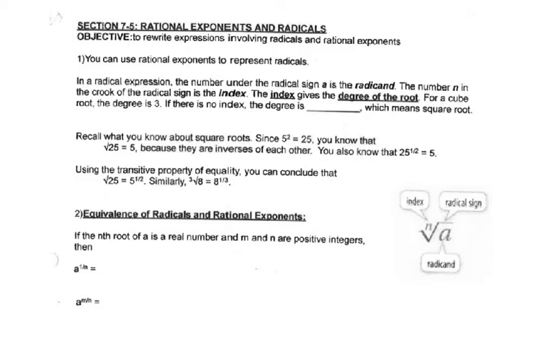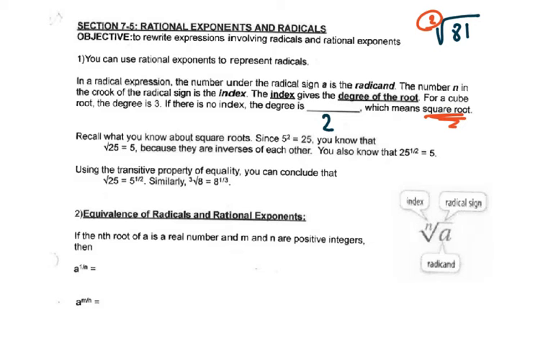In a radical expression, the number under the radical sign, a, is the radicand, and the number n, in the crook of the radical sign, is the index. The index gives the degree of the root. For a cube root, the degree is 3. If there is no index, the degree is, and here's the first part where I get to talk like a human being, it is 2. So what it's saying is that when you see, for example, the square root of 81, there is actually a 2 here, and this means, like I said, square root.